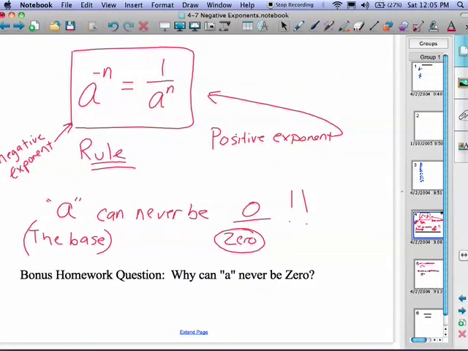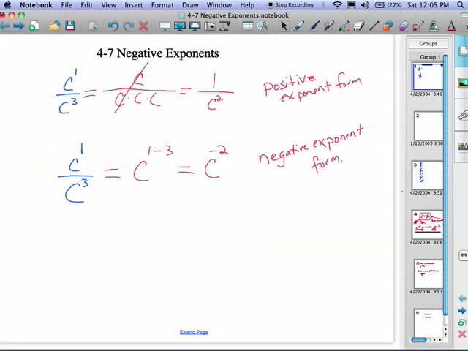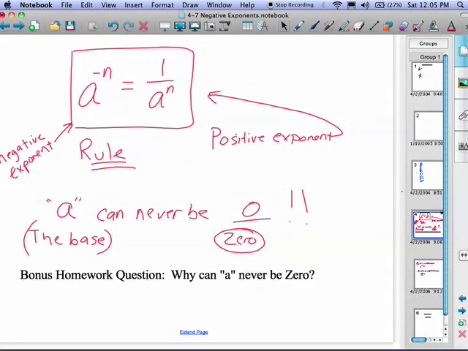Here is the rule. The rule says a to the negative n power is equal to 1 over a to the nth power, which is what we saw on the first board. Positive exponent and negative exponent form. So a can never be 0 in these problems as well. I need to know why. Bonus homework question. I want to know why a, the base, can never be 0. Very important. Give me details, please. So you're going to have to literally switch between these two forms today.